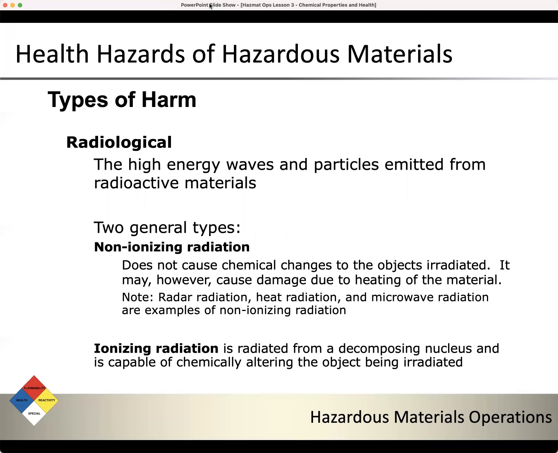Wi-Fi, cell phone, those are non-ionizing radiation. They are frequencies lower than visible light. Visible light is radiation. It's non-ionizing. Ionizing radiation, which is above visible light in the frequency spectrum, comes from decomposing nuclei and is capable of chemically altering the object being irradiated, the object receiving the radiation. Ionizing radiation. That's the bad stuff.